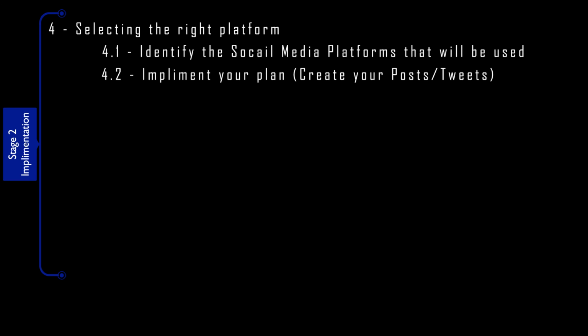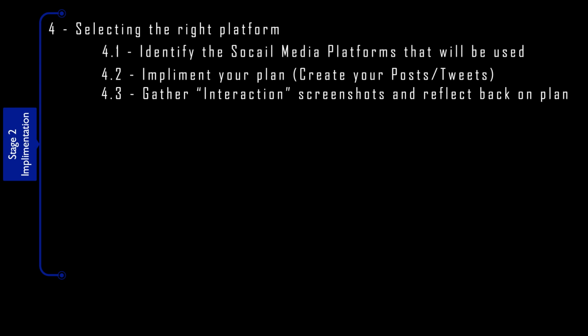Then we need to look at how you'd implement your plan. You need to show screenshots of how and where you've created your tweets and your posts. We then move on to gathering feedback in terms of interaction between our posts that we've created and uploaded onto our platforms of choice. This information will allow you to reflect back on your plan and see whether that's been a success or not. We then move on to section 5, which is analytics and reviews.